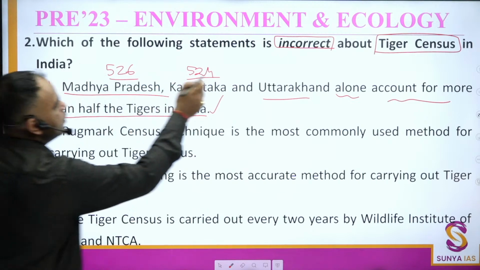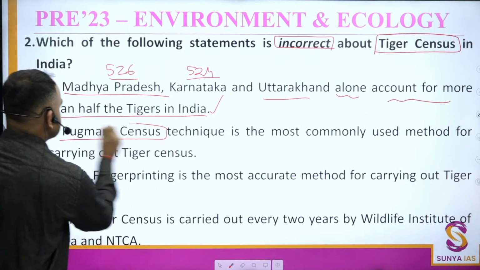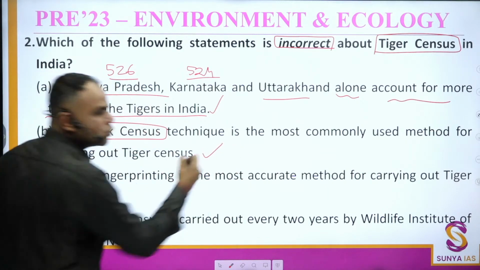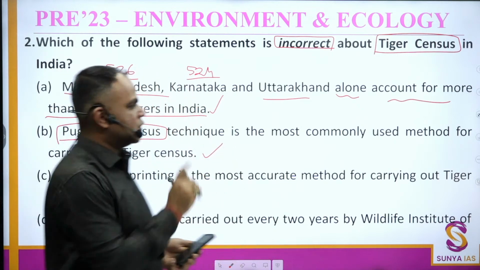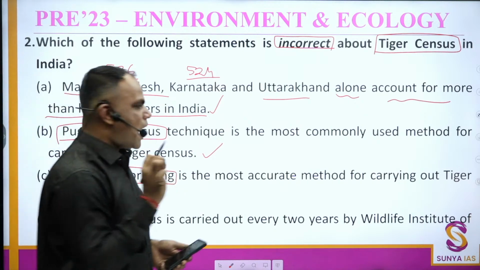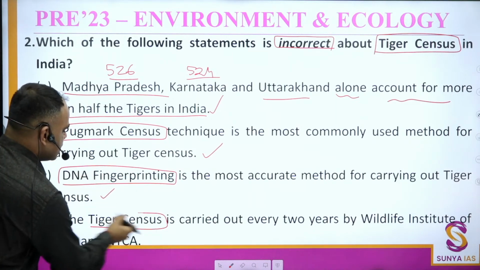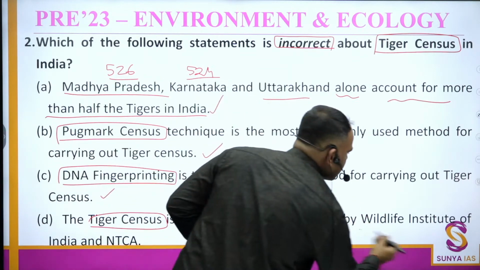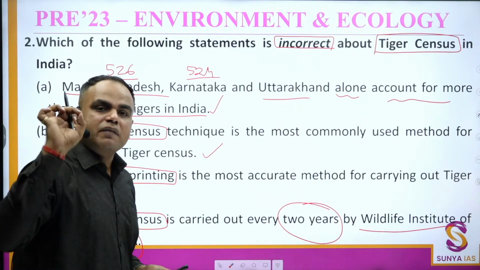Now question number 2, we are discussing which of the following is incorrect. First statement is correct. Second, pug mark census technique is the most commonly used method for carrying out the census. This is also true, that based on the different pug marks, we are able to estimate the number of population. So this part is true. Then DNA fingerprinting is the most accurate method for carrying out the census. This is also true. Last point, the tiger census is carried out every 2 years. Tell me whether this is right. By Wildlife Institute of India and NTCA. This census is carried out every 4 years.